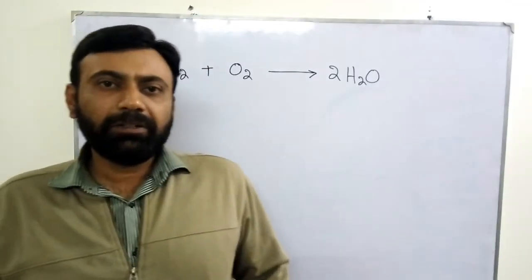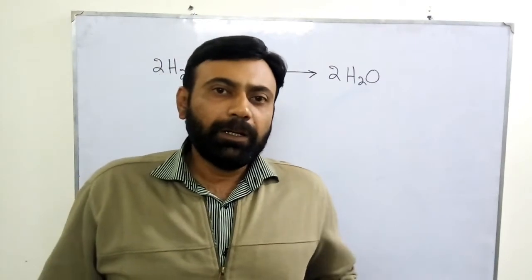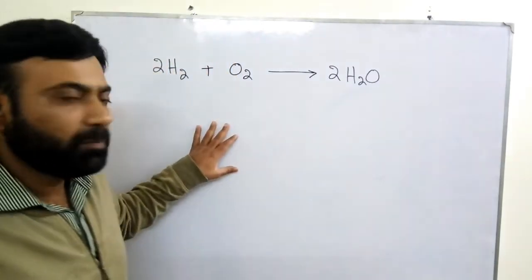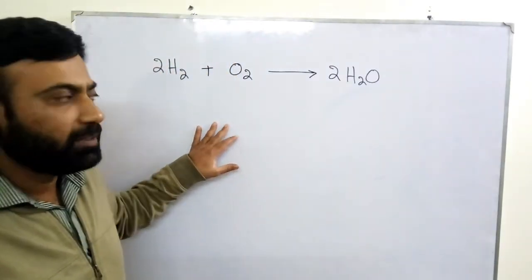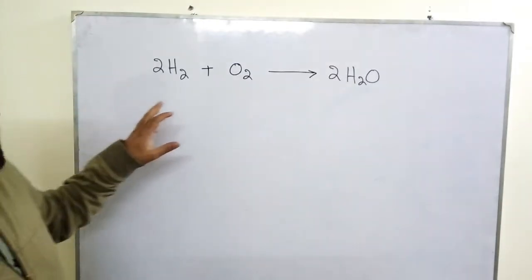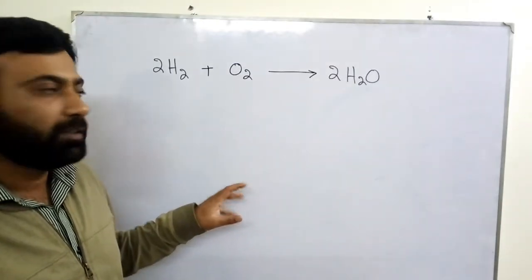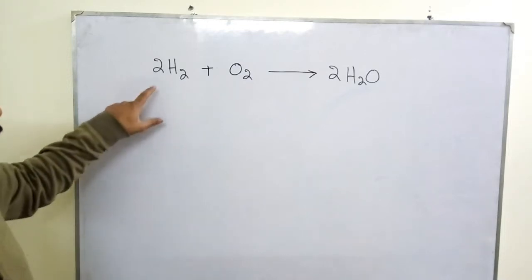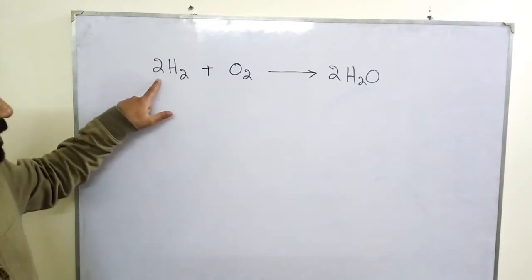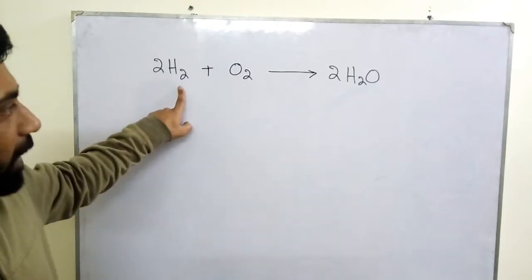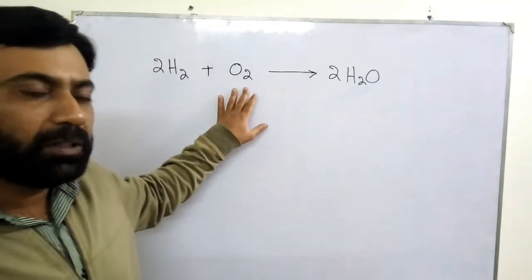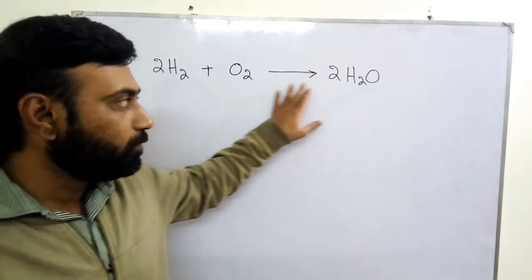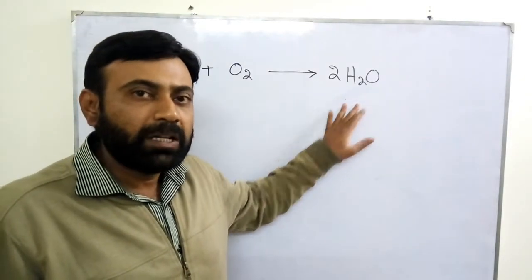To understand the concept of mole, you can look at this very simple chemical equation. This is a balanced chemical equation in which hydrogen is reacting with oxygen to form water. Now, in this equation, we can assume by these variables that two molecules of hydrogen react with one molecule of oxygen to form two molecules of water.